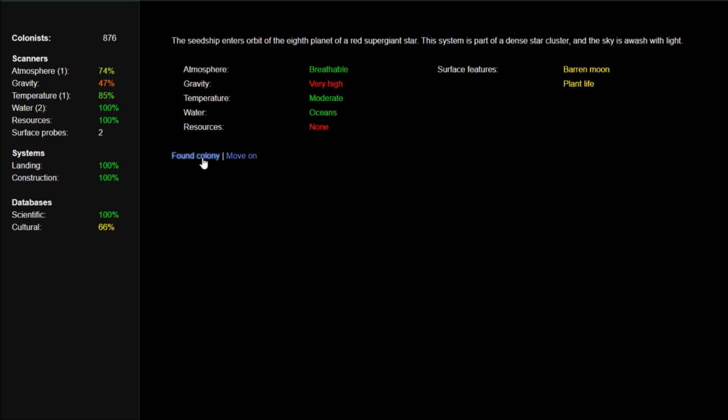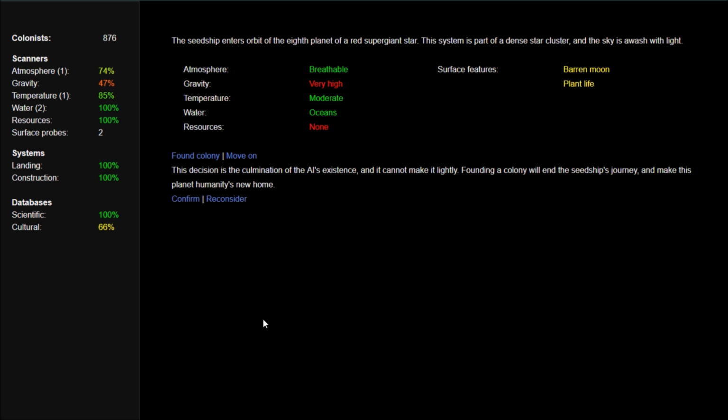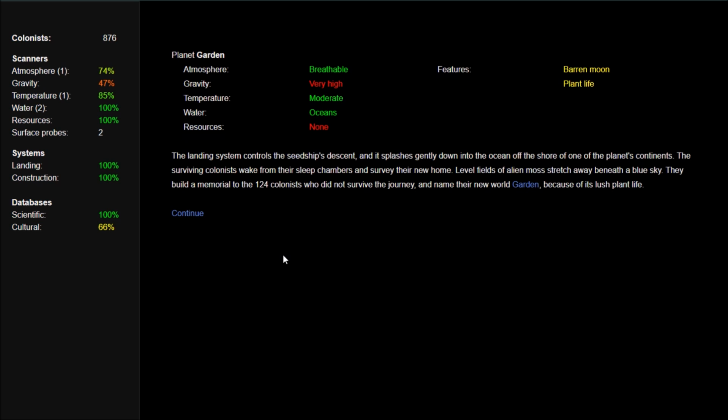Let's found a colony. Do we found a colony now, or do we chance it with the last two probes that we have here? We have a breathable atmosphere. I think we have to take this one. Let's found it. Decision is the culmination of the AI's existence. It cannot make it lightly. Founding a colony will end the Seedship's journey and make this planet humanity's new home. Confirm. The landing system controls the Seedship's descent as it splashes gently down to the ocean off the shore of one of the planet's continents.